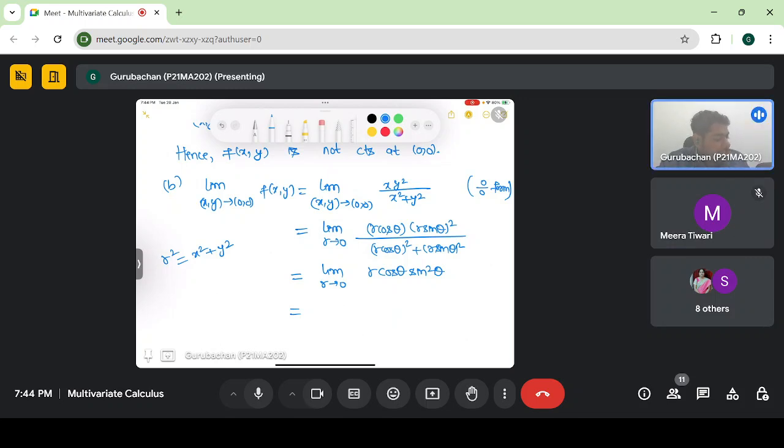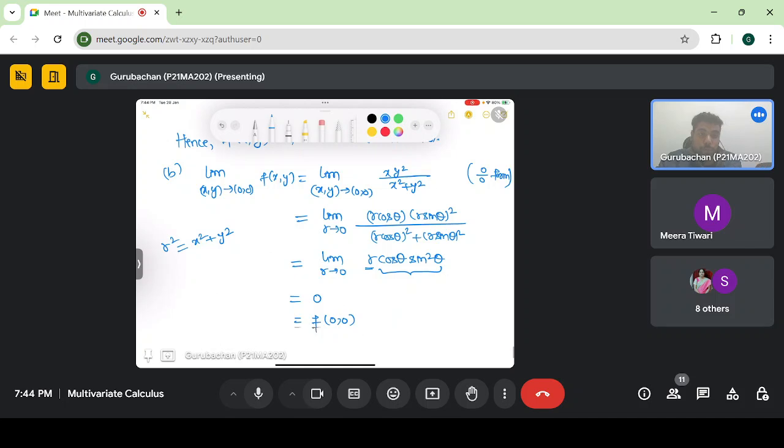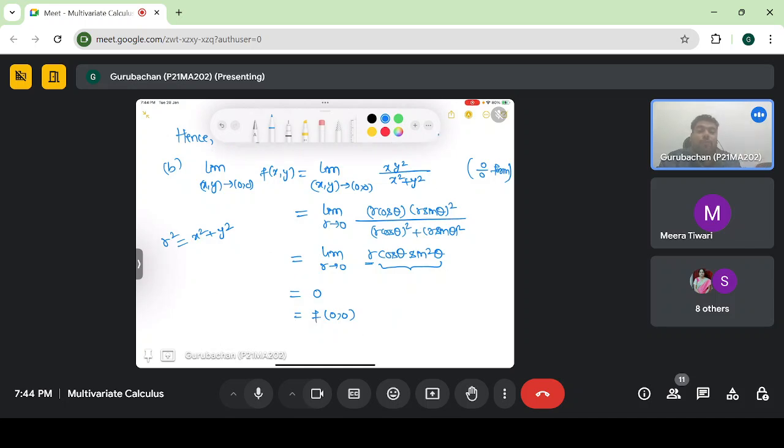So here r tends to 0, and while these values are finite values between -1 to 1, it will go to 0. Okay. The second condition is also satisfied. Now, what is the value of f(0, 0)? It is 0. Yes, sir. So that means we have shown that limit of f(x, y) as (x, y) tends to (0, 0) exists, f(0, 0) is defined, and it is equal to f(0, 0). Hence, f is continuous at (0, 0).